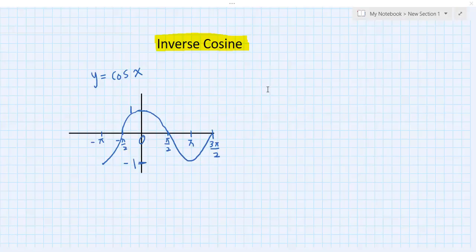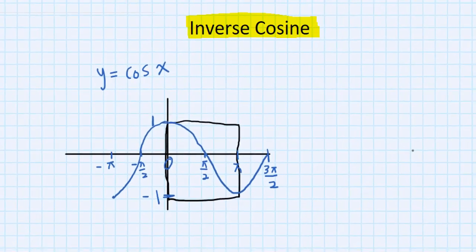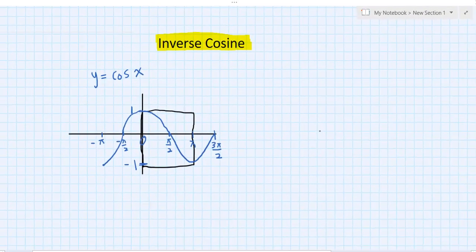In this video, I'd like to talk about inverse cosine. When you look at the graph of cosine x, this is not a one-to-one function, meaning that it does not pass the horizontal line test. However, if we zoom in from 0 to pi, now this graph from 0 to pi becomes one-to-one, which means you could have an inverse.